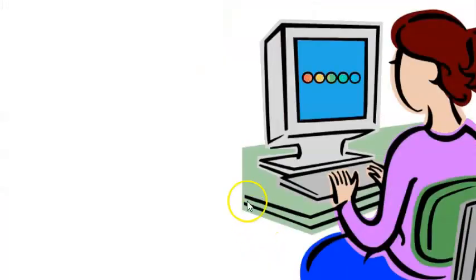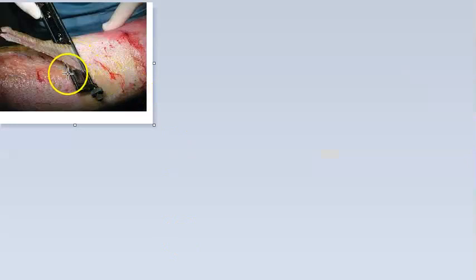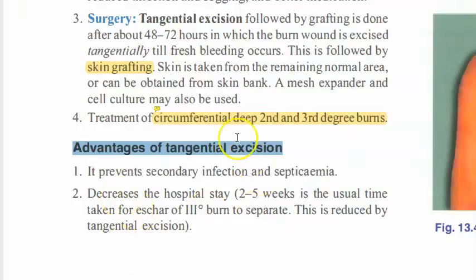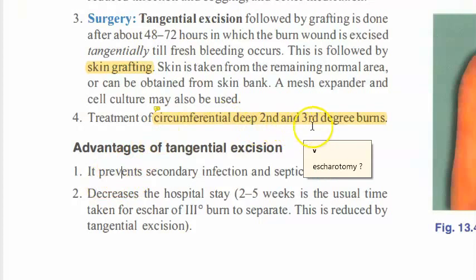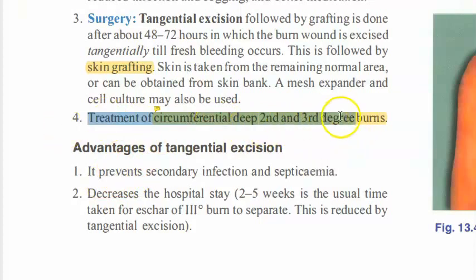Yes, the next technique is surgical. So look at this third degree, fourth degree burn. Basically here they're talking about tangential excision of skin layers. The burn wound is excised tangentially till fresh bleeding occurs. Then they will follow it with skin grafting. This is treatment for circumferential deep second and third degree burns.